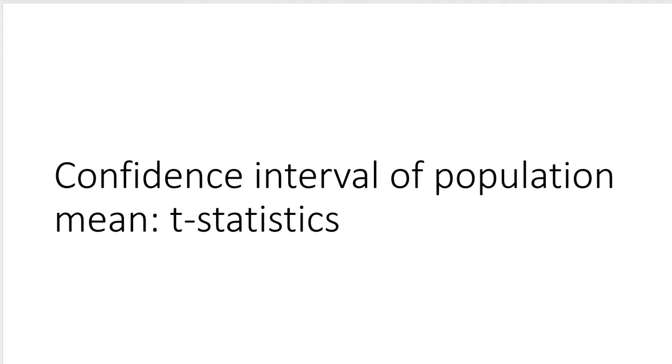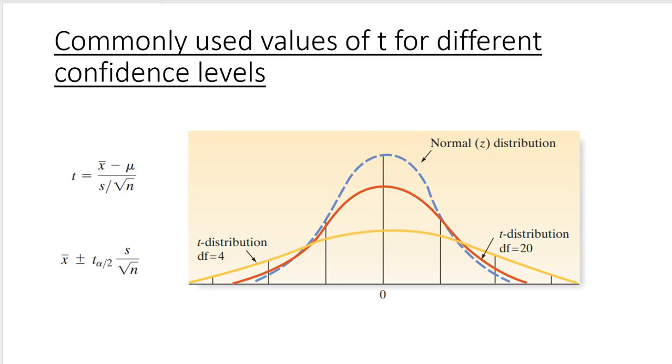Hi, so welcome to the last video of the fifth lecture, and we are going to discuss how to compute confidence intervals of population mean using T statistics. In general, we use T statistics instead of Z statistics when we analyze relatively small samples. And this is the formula. It should look familiar for you at this point.